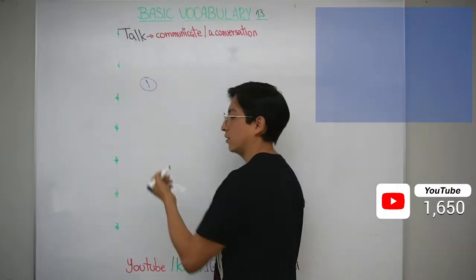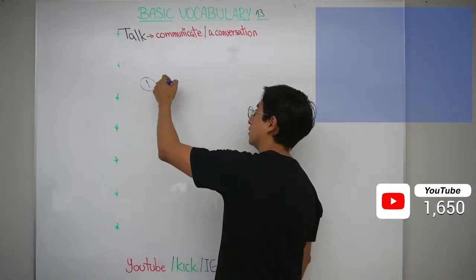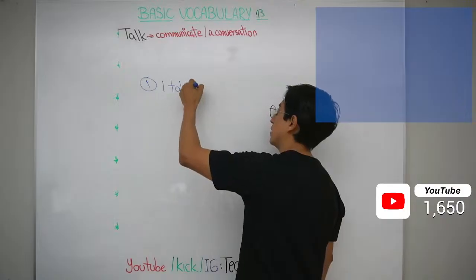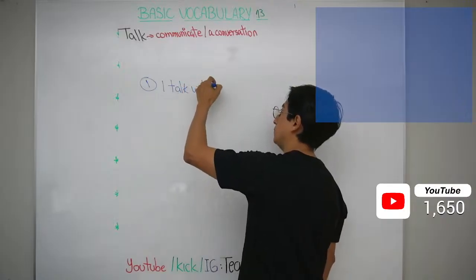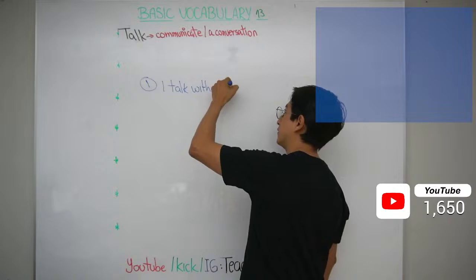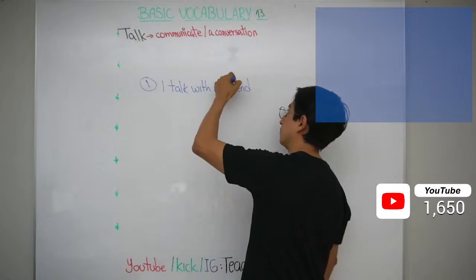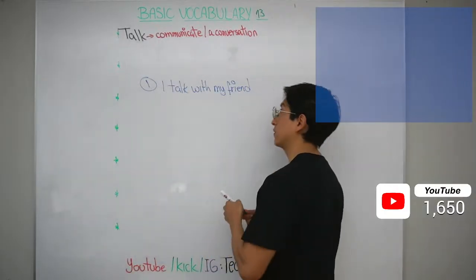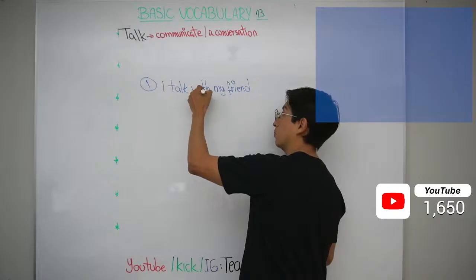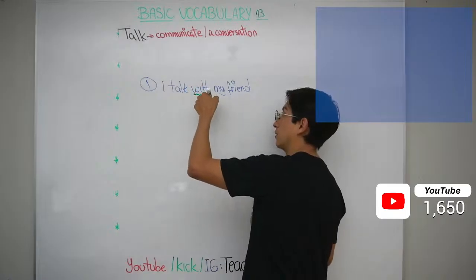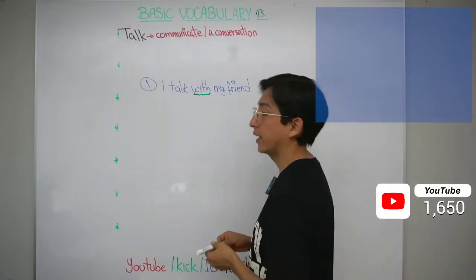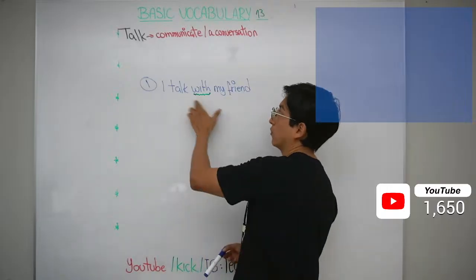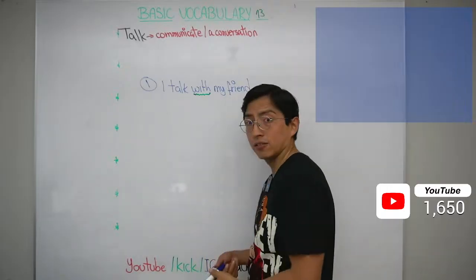For example, we have here, I talk. Look at this. I talk with my friends. Look at that, I talk with. This is the first word we're going to analyze here. Look, we have the word with. It means that we are going to talk with someone else. In this case, with my friend.